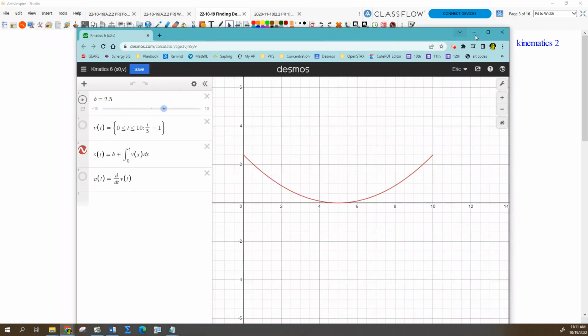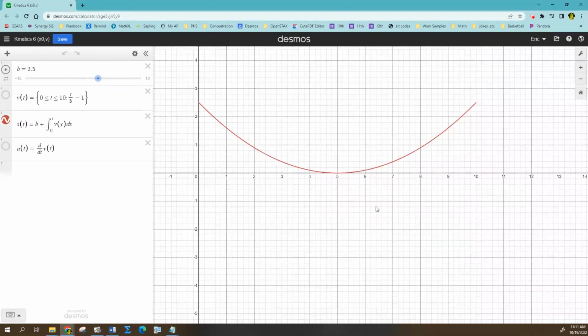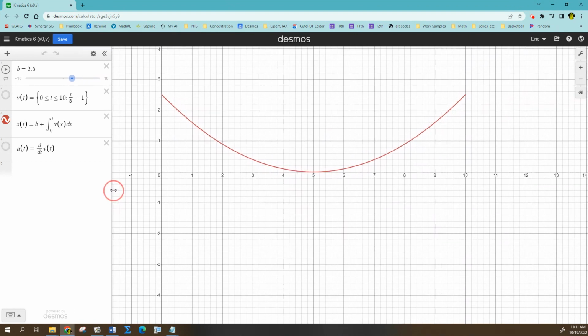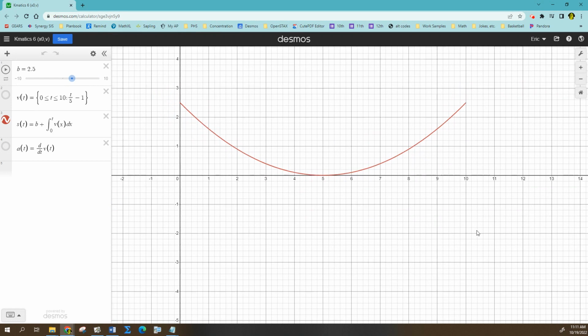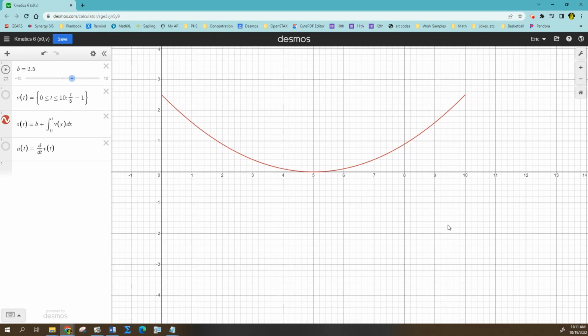So here's what we're starting with. Okay, that is the position function. So how am I going to come up with the velocity function?